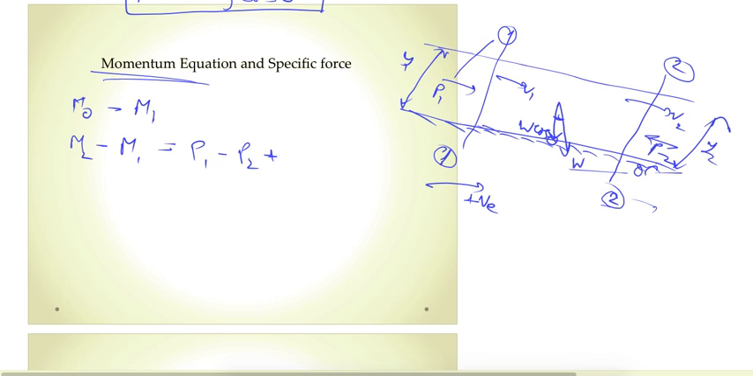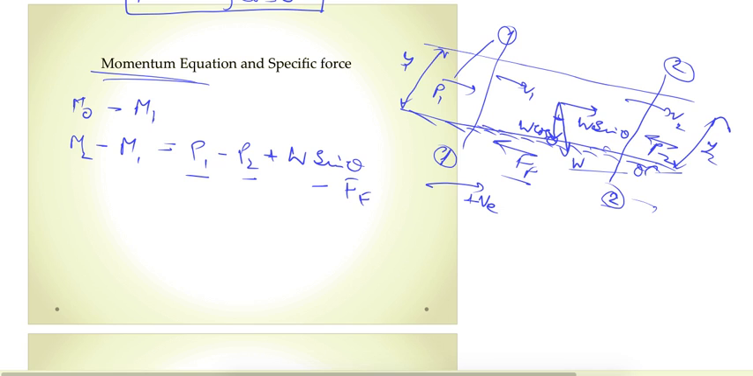And here, because of this boundary, there will be some friction. Let's say that is F. So it is equal to P1, the pressure force at section 1, minus P2, the pressure force at section 2, and one more component in the direction of flow will be W sine theta. So it will add to the force here, plus W sine theta, minus this friction, which will be opposing the flow, which is minus F.